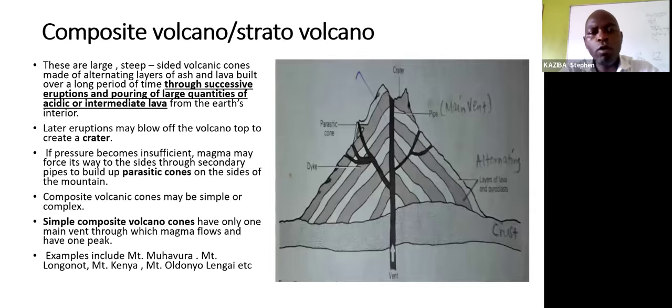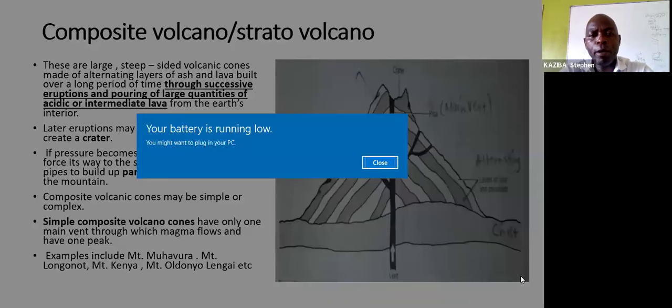So now, when you're answering, the standard is you identify the landform, for example, a composite volcano. Then you describe that landform. Then you explain how it is formed. Then after explaining how it is formed, you give examples. Then you illustrate.